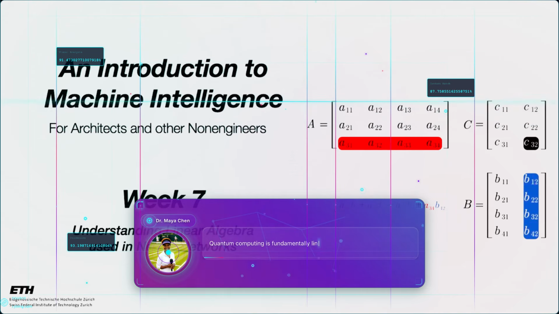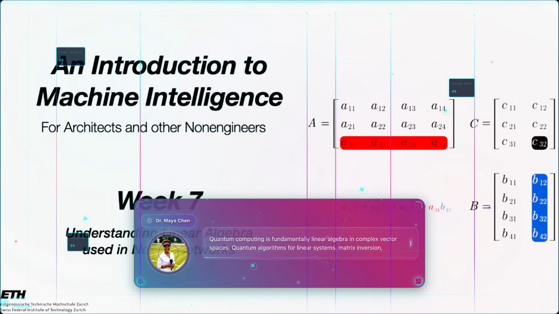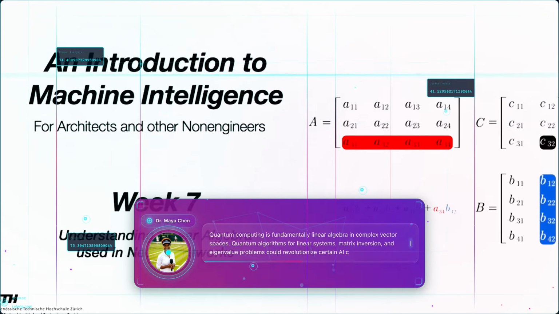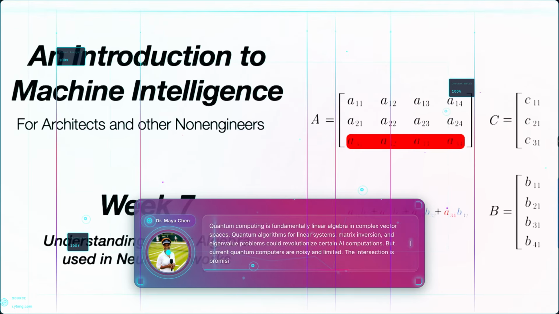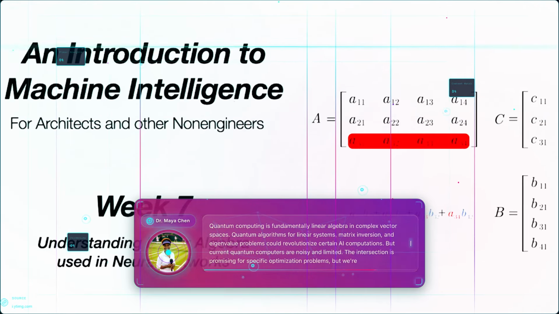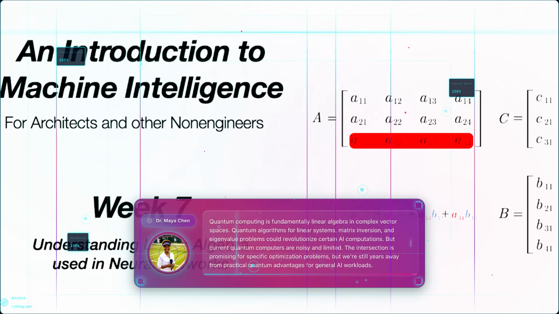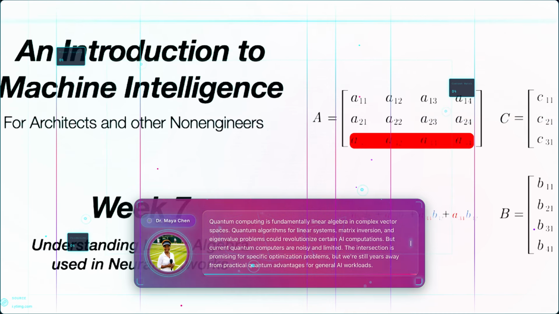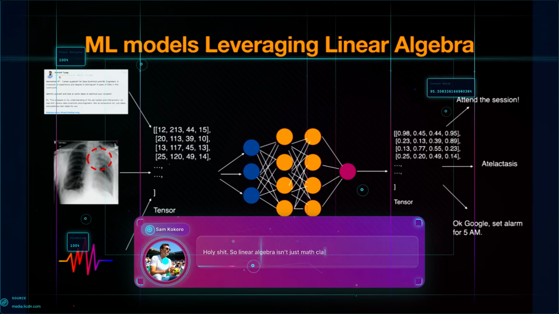How do quantum computing and linear algebra intersect with AI's future? Quantum computing is fundamentally linear algebra in complex vector spaces. Quantum algorithms for linear systems, matrix inversion, and eigenvalue problems could revolutionize certain AI computations. But current quantum computers are noisy and limited. The intersection is promising for specific optimization problems, but we're still years away from practical quantum advantages for general AI workloads.